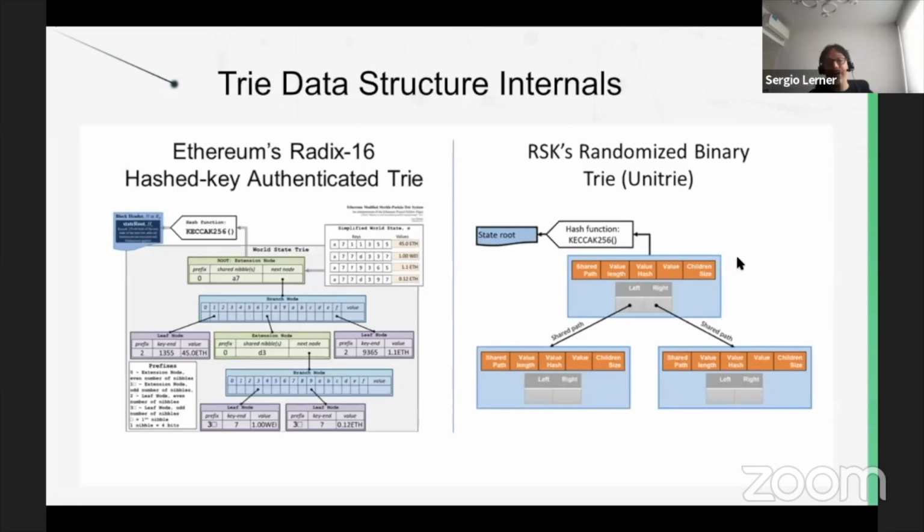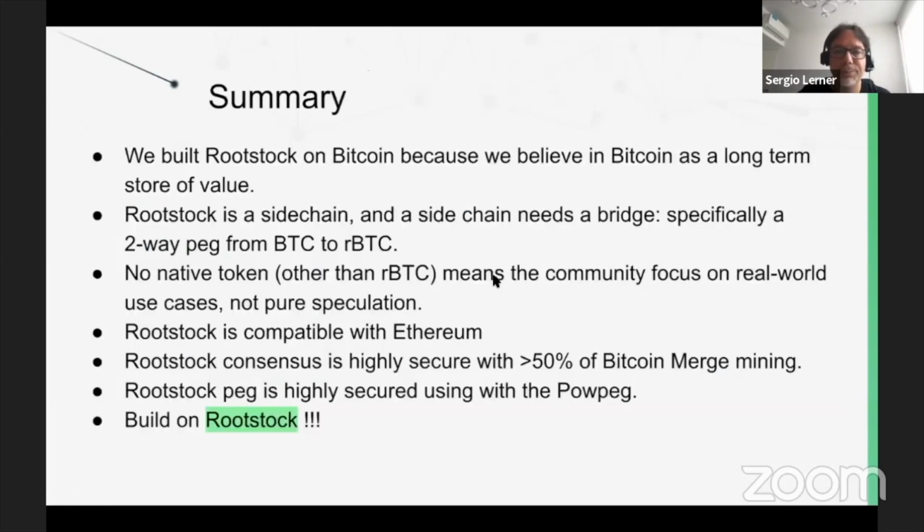Another key difference is that Ethereum uses a radix 16 trie and three kinds of nodes, while RSK uses a binary trie, very simple, with a single type of node. So it's also very efficient for stateful, stateless proofs and all kinds of advanced features.